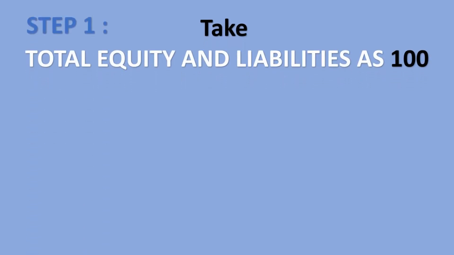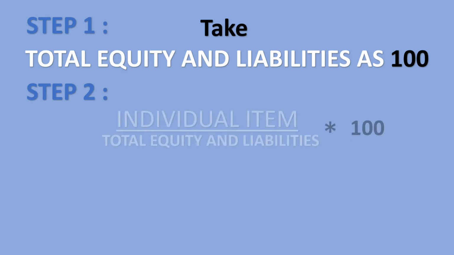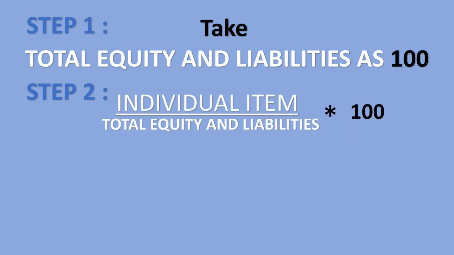Step 1, you have to take the total equity and liabilities as 100 in the percentage column of both the years. As I said before, equity and liabilities and assets are done separately, so don't get confused. Step 2 is the formula: individual items divided by total equity and liabilities into 100.